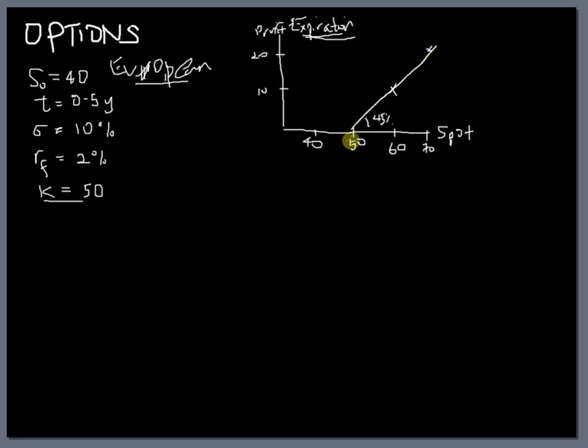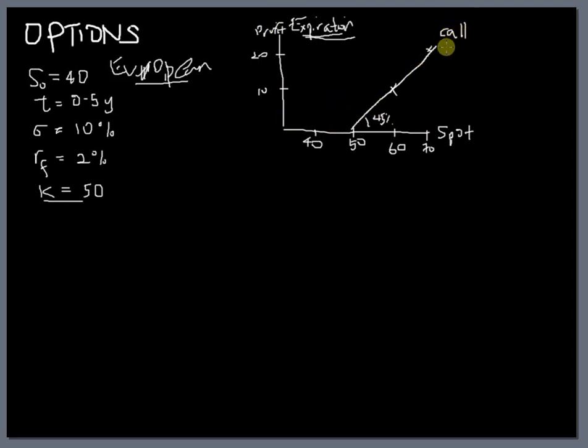What if the price is less than 50? Remember that we have the right not to exercise. So we simply let the option lapse, because if it's less than 50, why would anyone want to buy from the seller at 50? You can always buy from the market at, say, 40, below 50. So this, in short, is the payoff diagram of a call option.